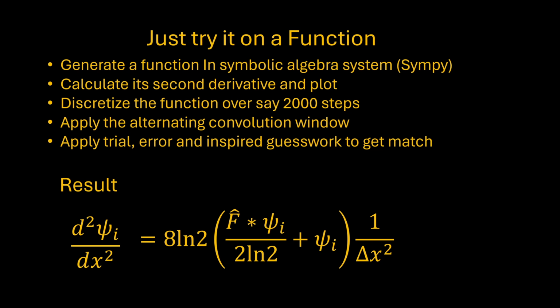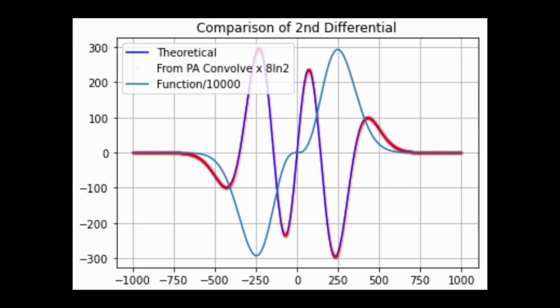This slide shows the results of this process for the function shown by the light blue line. To enable it to fit on the same slide as the second differential, the blue line is scaled by 1 upon 10,000. The rather messy red-blue line is in fact the plots of both the theoretical second differential and the second differential generated by our convolution process. The messiness arises because the lines are essentially on top of each other.